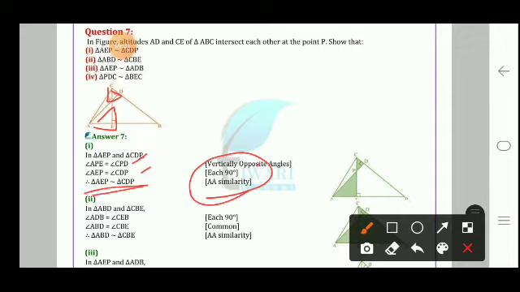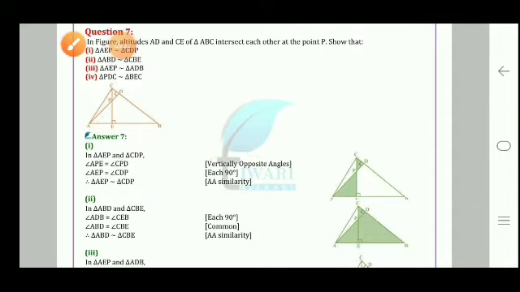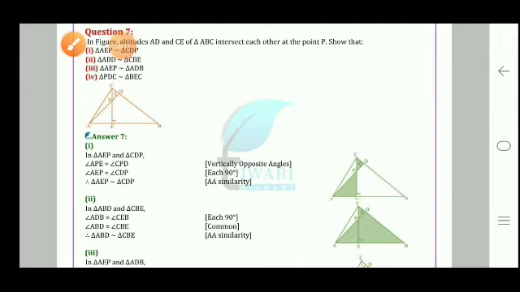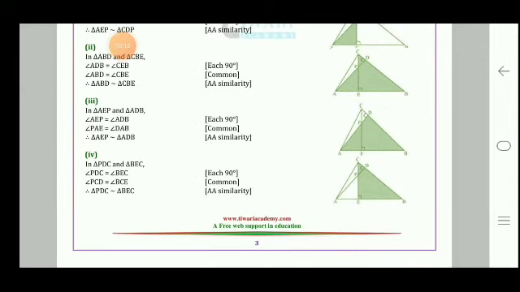Then moving towards the second part. In the second part we have to show that triangle ABD is similar to triangle CBE. So here we have angle ADB, and we can easily see that angle ADB is equal to angle CEB, both 90 degrees each, and angle ABD is equal to angle CBE. This is a common angle, so by angle similarity both the triangles are similar. Then the third part, in which we have to consider the triangle AEP.